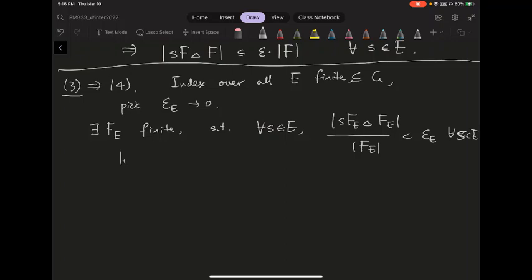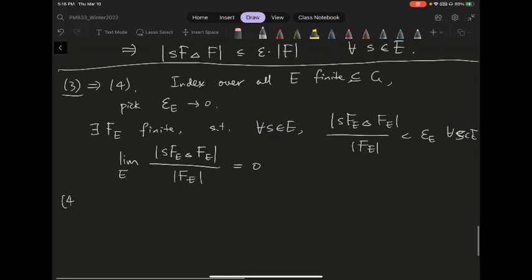So immediately, when you take the limit over this net of the size of S F_E set difference F_E divided by the size of F_E, that's just going to be equal to 0. Okay, so you immediately have a Følner's net.